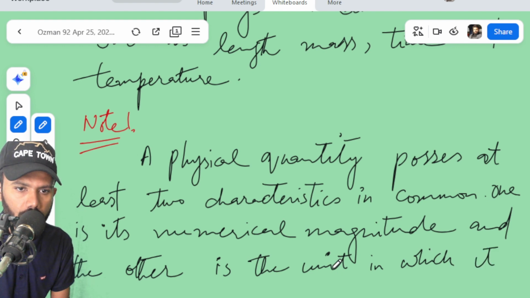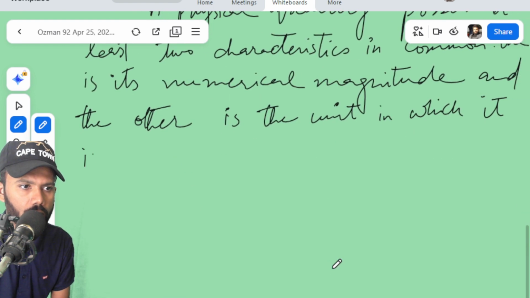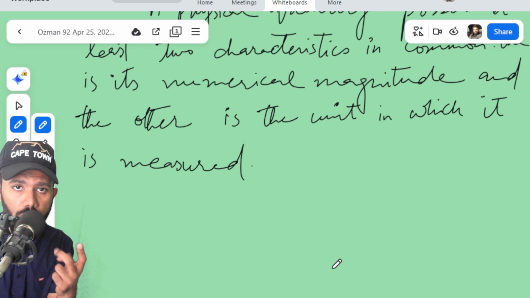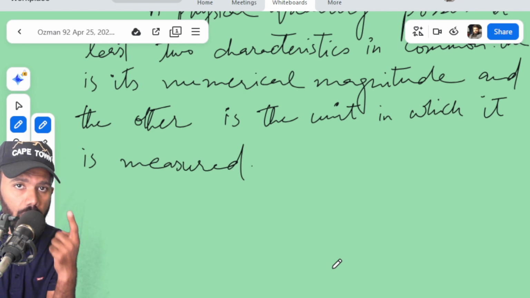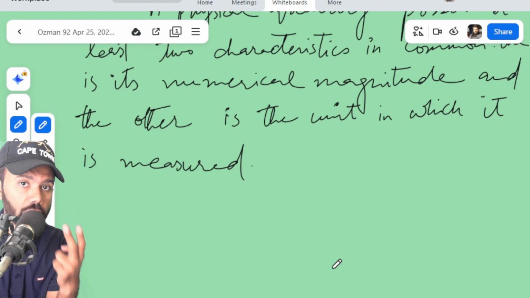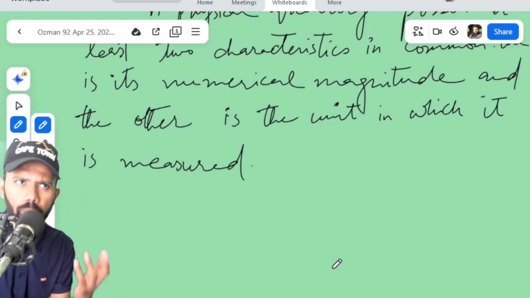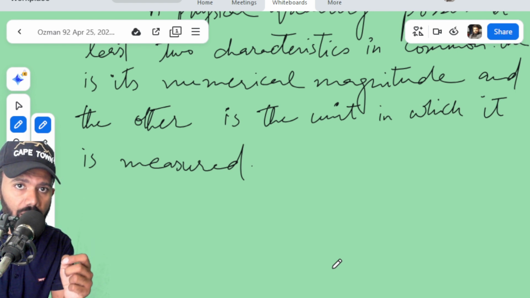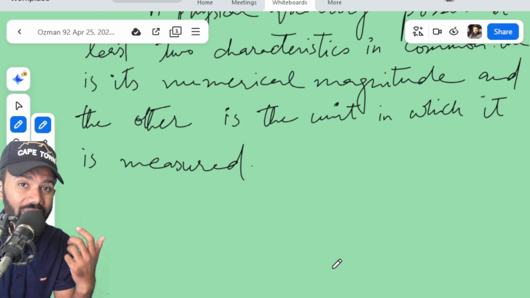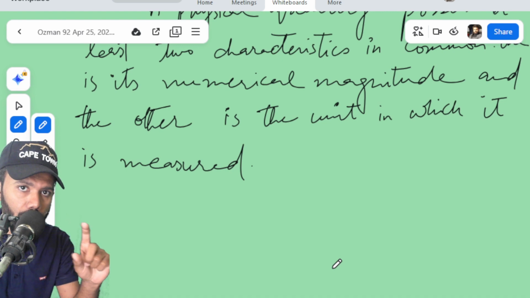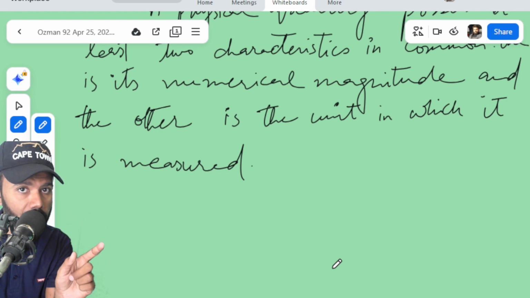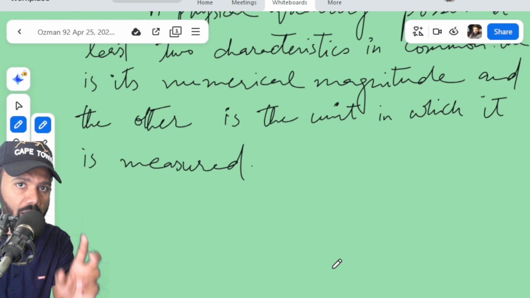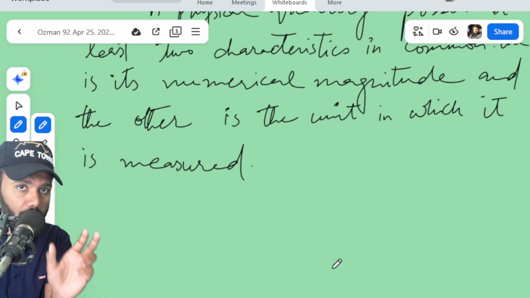Is a unit in which it is measured. So a physical quantity has two features. One is called, of course, numerical value, magnitude, and the other is called unit, right? For example, if we want to move from point A to point B, it has a distance of about 10 kilometers. So the number 10 is a numerical value, a magnitude, and that kilometer is a unit in which we are measuring the length between two points, right?